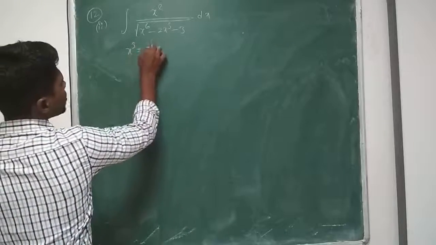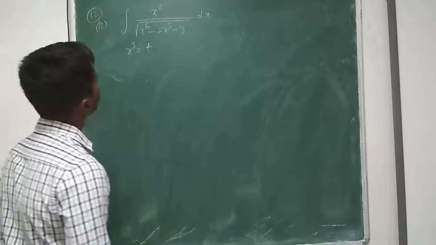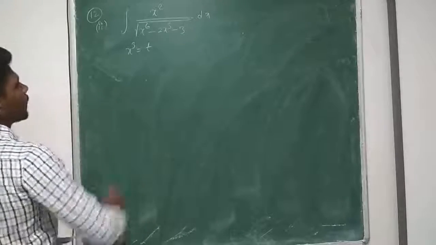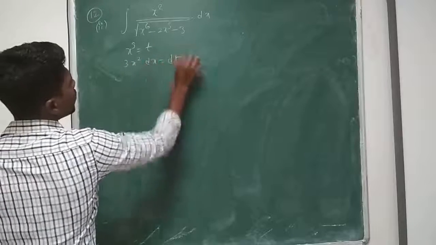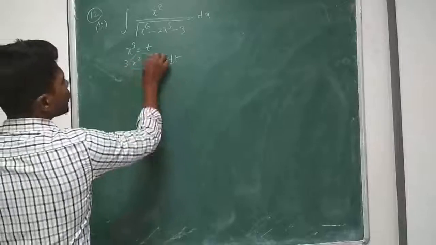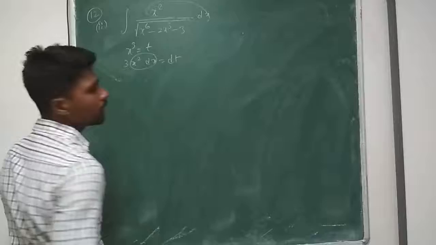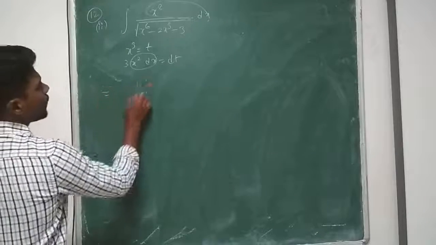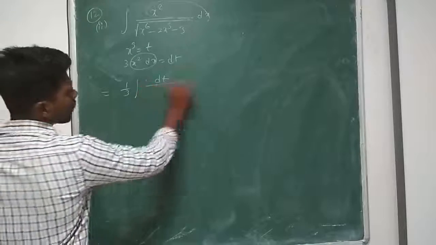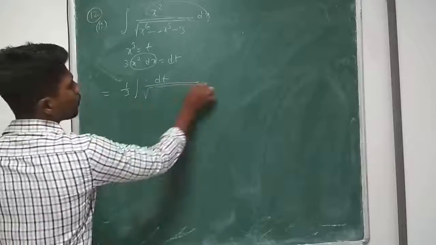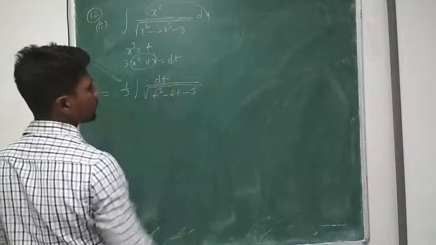If I put x cube as t, it will be converted in terms of t square minus 2t minus 3, and 3x square dx will be equal to dt. So x square dx will be equal to dt by 3. So x square dx I can replace by dt by 3, which is equal to integral dt by 3. So I write it outside, root over t square minus 2t minus 3.